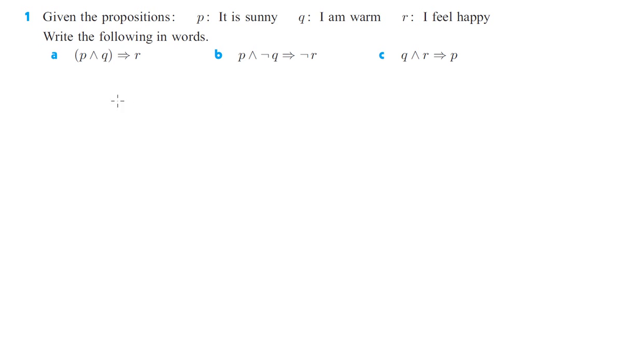All right, so we'll start here with number 1. Given the propositions, P, it is sunny, Q, I am warm, R, I feel happy, write the following in words. So we've got P and Q, so that would be it is sunny and I am warm. Since it's an implication, we've got to start with if. So if it is sunny and I am warm, then I feel happy is what A will be.